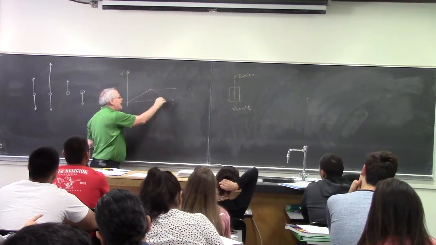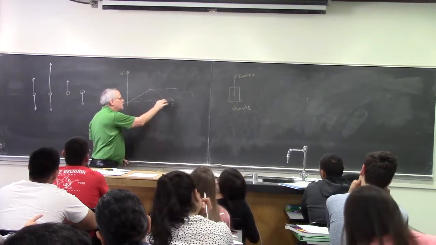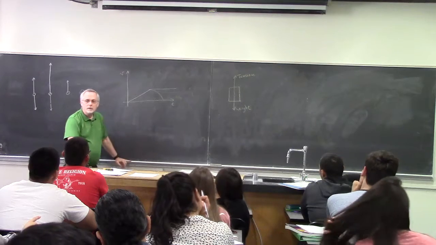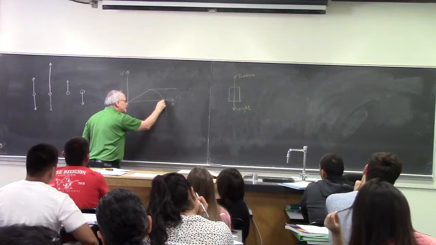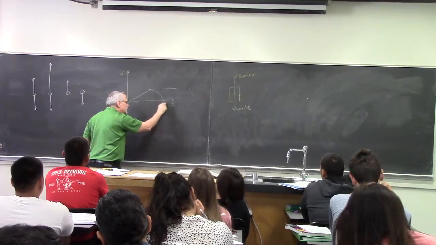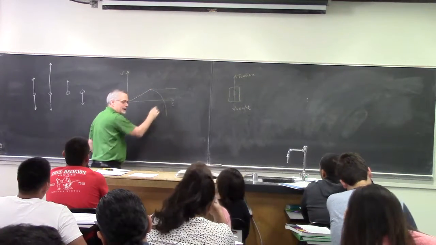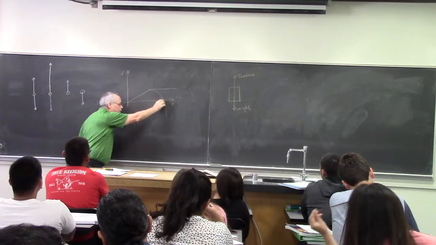Does this indicate downward motion? Yes. Wait. No. I need to do this. It's not downward. It stops here. It's downward here. All of this is still upward because this is velocity, and all of these are positive velocities.